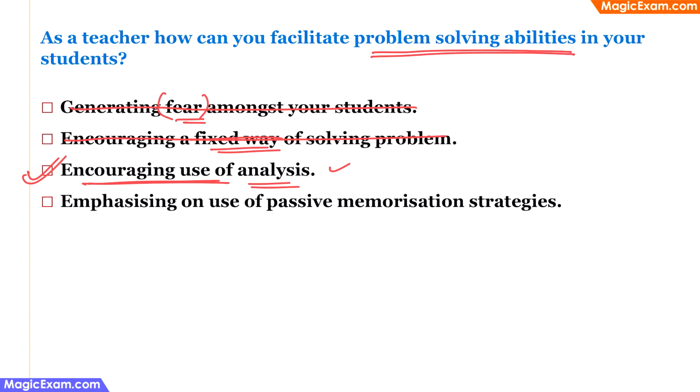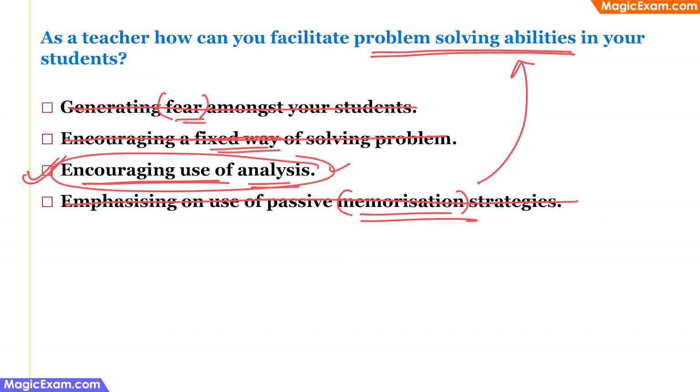The last one is emphasizing on the use of passive memorization strategies. Now, memorization is bad because they'll just remember how to solve that particular problem. They might not have actually understood it. Therefore, if they just memorize something, then it is not problem solving ability, it is just memorizing ability. Therefore, this is also incorrect. Therefore, the correct answer is encouraging the use of analysis.